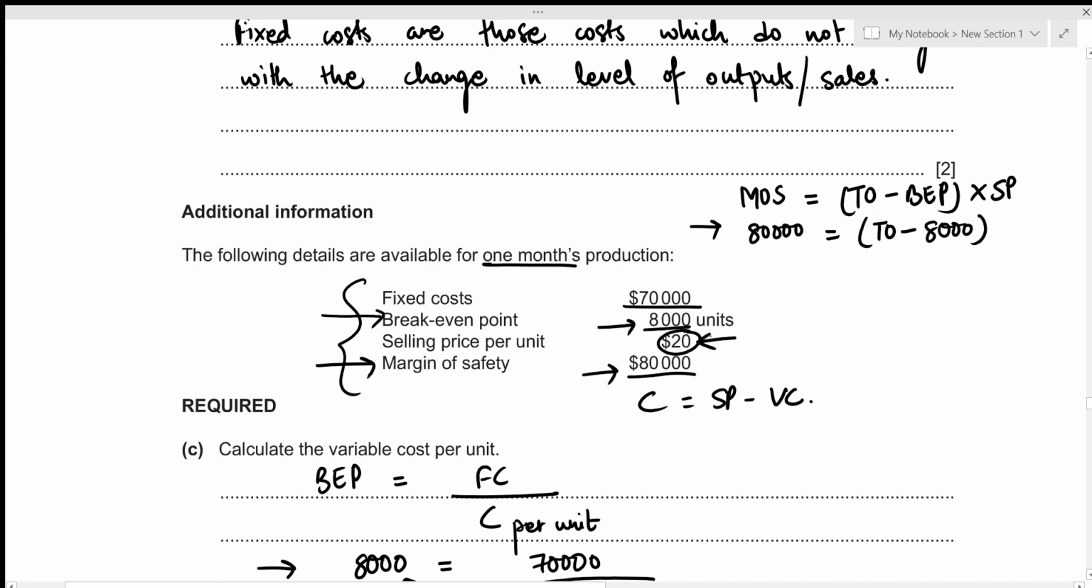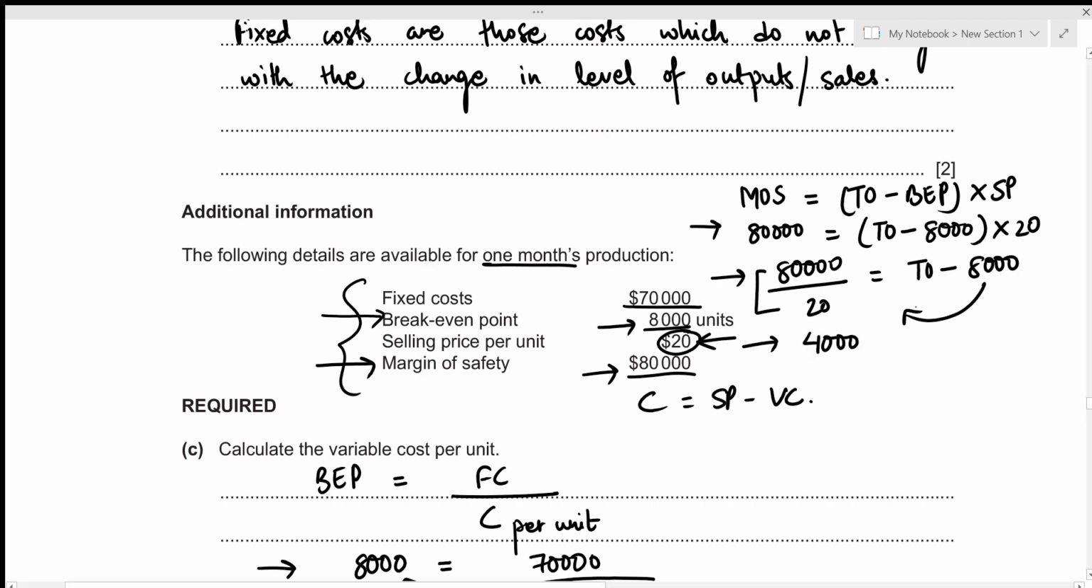So we're just going to substitute this value as well. All right, so that is just going to be 80,000 divided by 20 equals total output minus 8,000. So let's bring this 8,000 to the other side. So that's 80,000 divided by 20, right? Which is 4,000. This comes to this side, that's going to be plus 8,000 equals total output. So the total output in this case will be 4,000 plus 8,000, which results in 12,000.